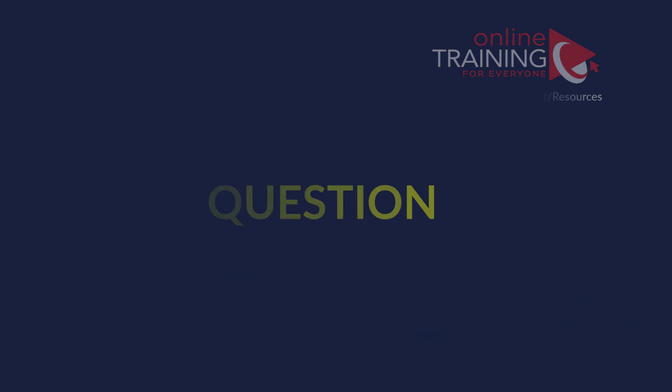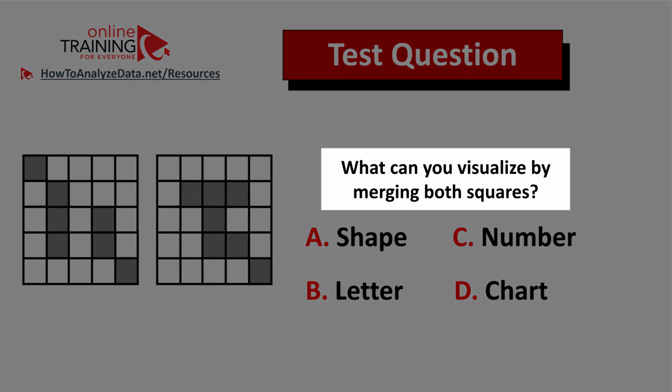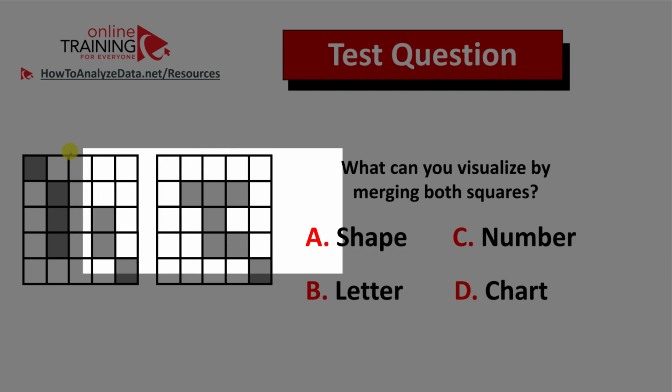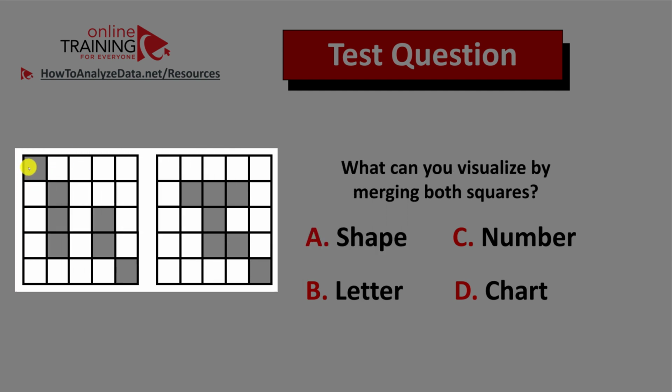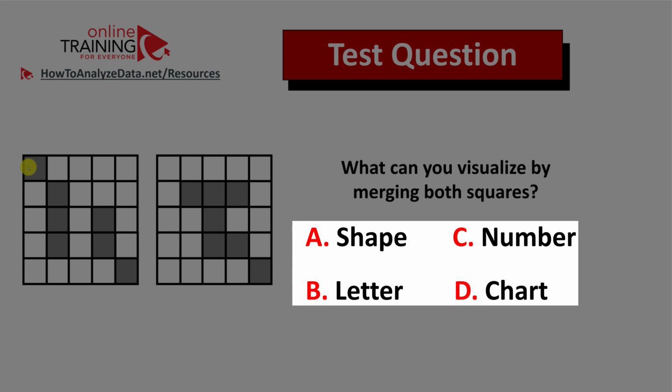Here is the question from the real test, but somehow I have a feeling that you might come up with the answer. What can you visualize by merging both squares? You're presented with 5 by 5 squares on the left, and you have 4 different choices to answer this question.